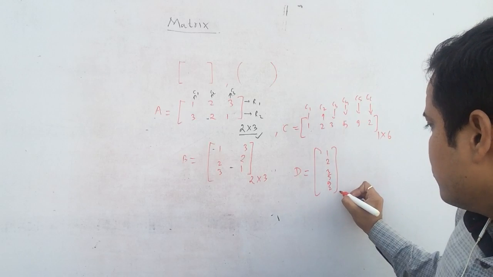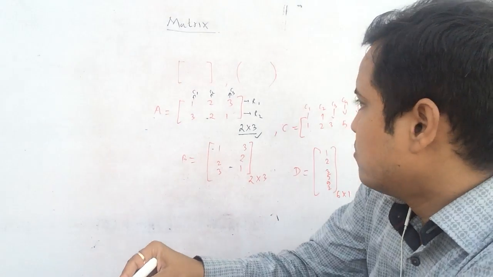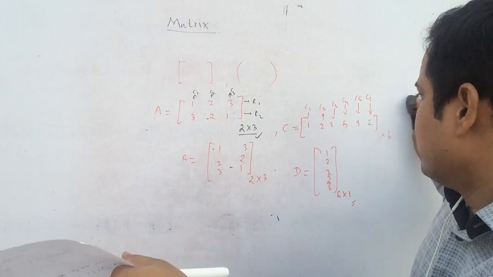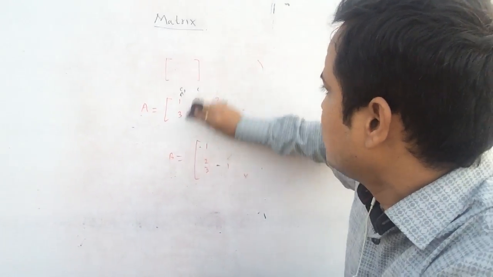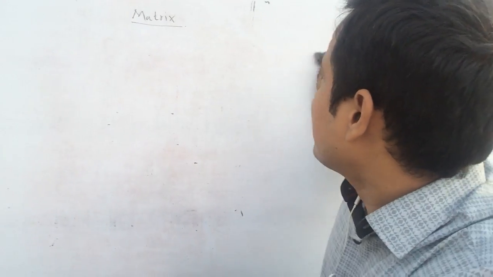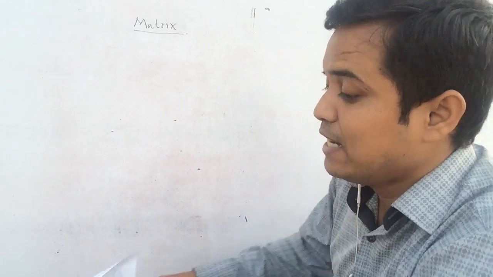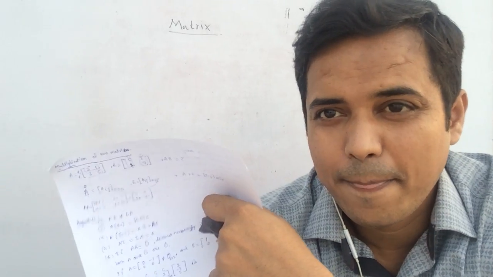First you write rows 6 and column 1. All right, so in this way you represent the matrices, and in this way you can find the order of matrices. So let's move to the topic here. We are actually in the matrix representing the elements in order, and orders are rows and columns, you know.